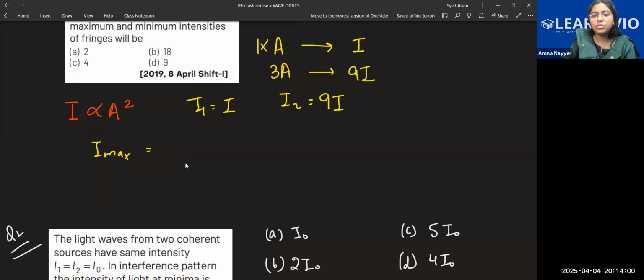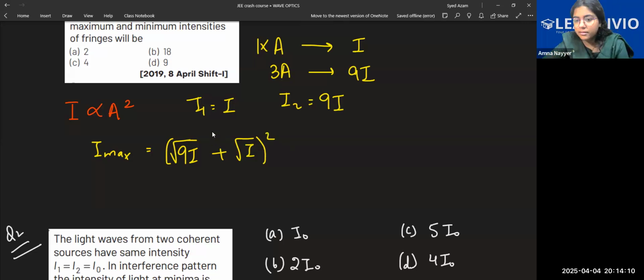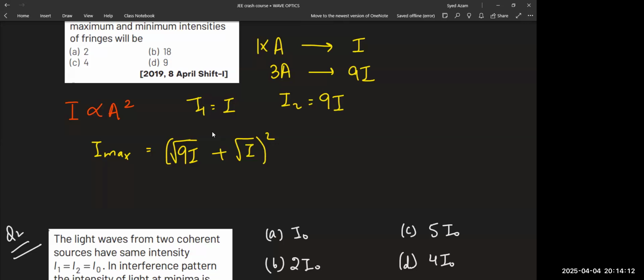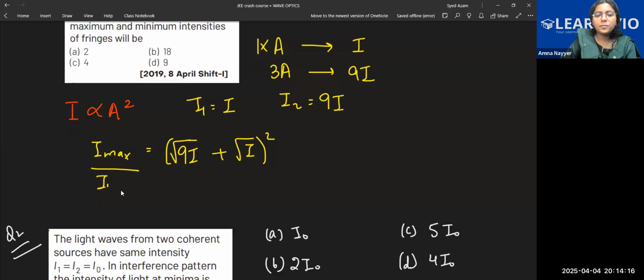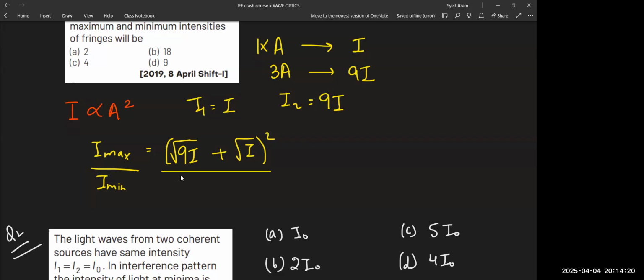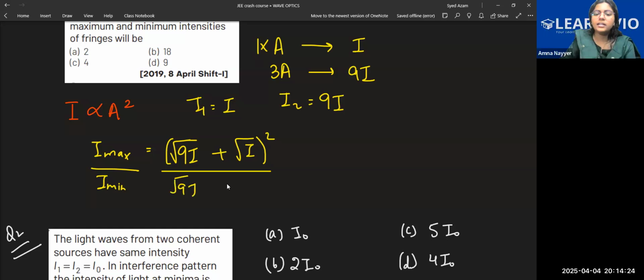Maximum will be root 9I plus root I whole square. Check, this is the formula of the maximum from constructive you've written, right? Yes, ma'am. Divided by... Upasna, tell me what should I write for minimum? Root 9I minus root I the whole square. Correct. Root 9I minus root I whole square.